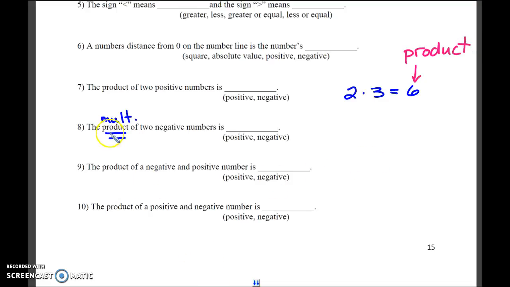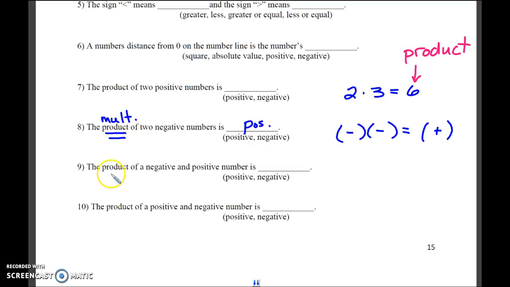Okay, so if I multiply two negative numbers together, if I take a negative number and multiply by a negative number, my answer is going to be what? And my answer is going to be positive. A negative times a negative is positive, and a positive times a positive is positive. All right? And I made a video on this one, on products of positive and negative numbers.